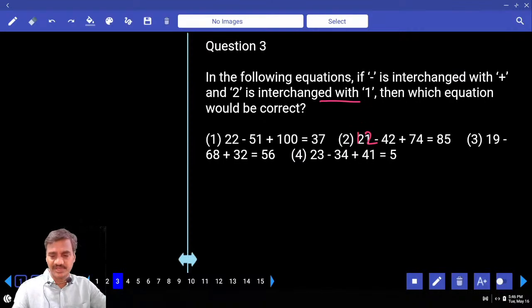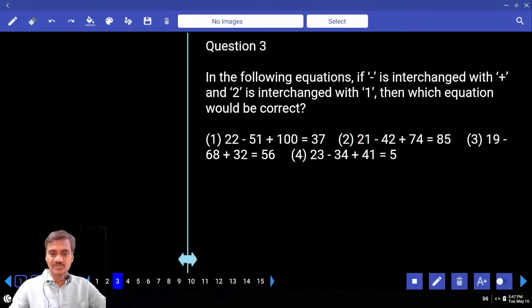Then if you write this number as 12, 12 minus 42 plus 74. Then what is the value here? 74, 86. Minus 42, it cannot be this one. Then here 19. 19 means 2 and 1 must be interchanged. Now 29 minus and 68 and 68 and plus how much?